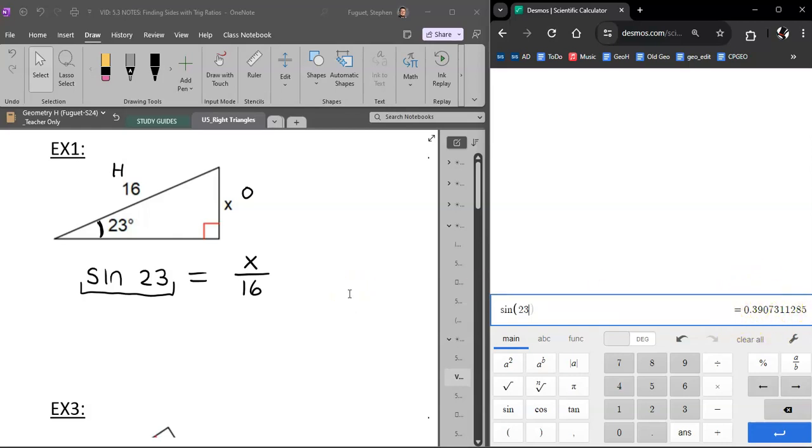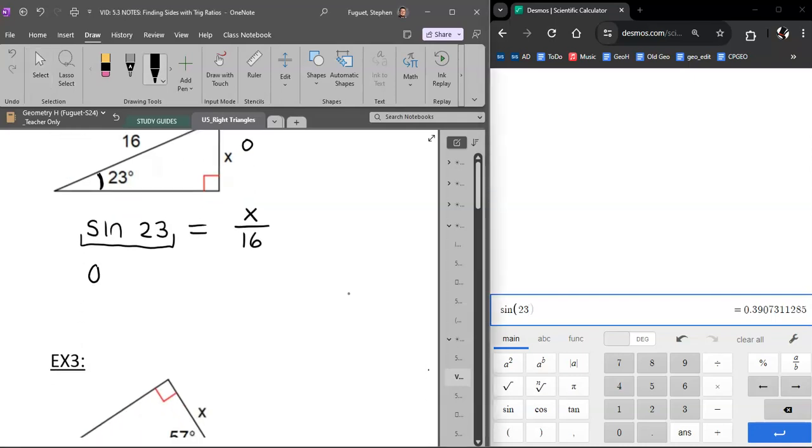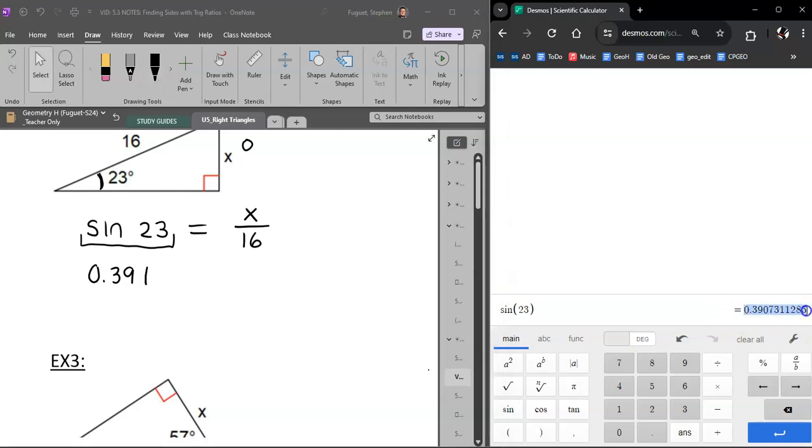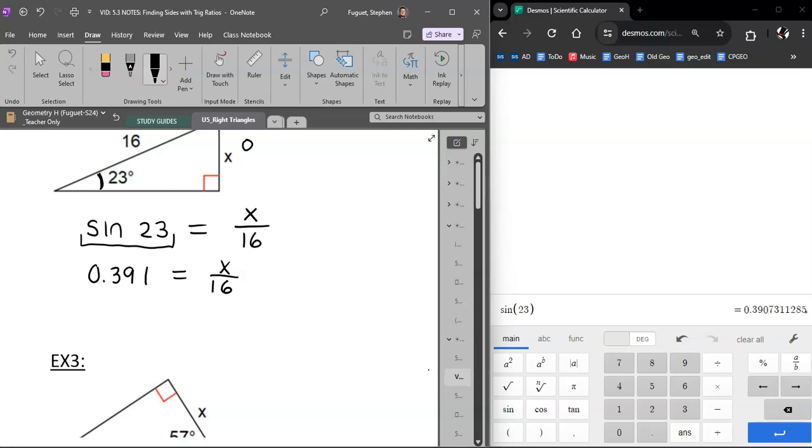So the opposite over hypotenuse ratio of a 23 degree angle can be estimated at 0.391. I'm going to round it to three decimal places. However, if you can use the exact value in your calculator using the answer button or the store button, that's actually the preferred way of doing this. And I'll show you on Desmos calculator how I do that. So sine of 23 is equal to 0.391. And now we know that that is equal to x over 16.